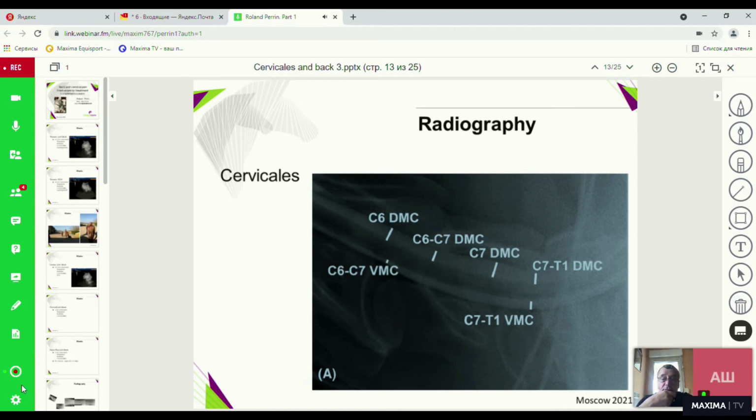Now, with the evolution of the technique, we can do the myelography in the standing horse. So we have to remember that because you can do that on the field. It's possible now.